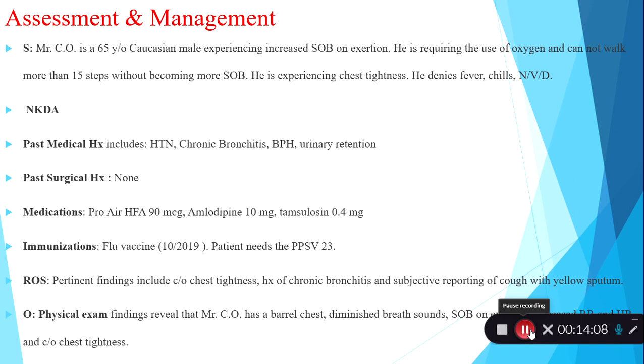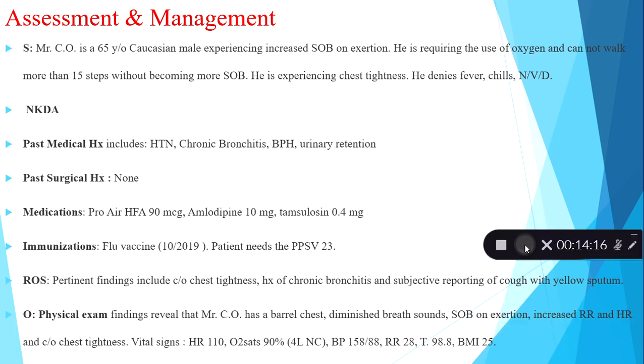Pertinent objective data to diagnose COPD in Mr. CO. Pertinent physical exam findings for Mr. CO include his barrel chest, his diminished breath sounds, shortness of breath on exertion. He has an increased respiratory rate and an increased heart rate and complaints of chest tightness.